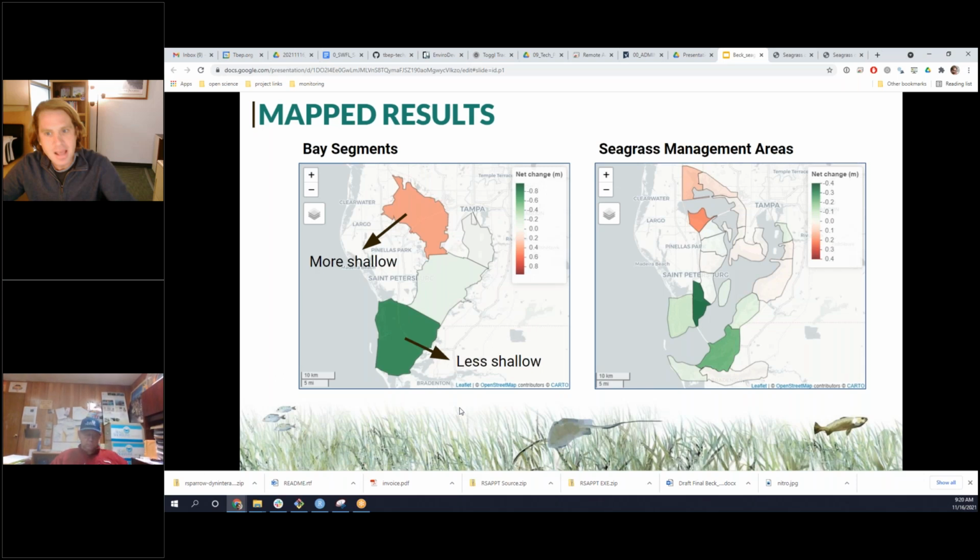You see a net shift towards positive values. So all polygons, the net shift looks like it was moving towards more shallower water, which is in line with the idea that water clarity was a factor. Lower Tampa Bay. Hillsborough Bay, Lower Tampa Bay.